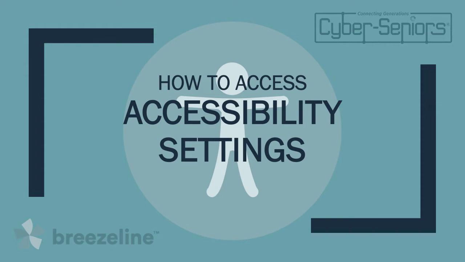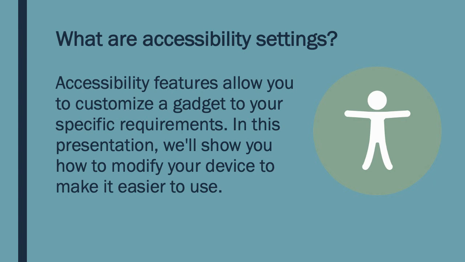So, how to access accessibility settings. First of all, what are accessibility settings? Accessibility features or settings allow you to customize your gadget, so that's your computer, your phone, your tablet, whatever it may be, to your specific requirements. In this presentation, we're going to show you how to modify your device to make it easier to use.